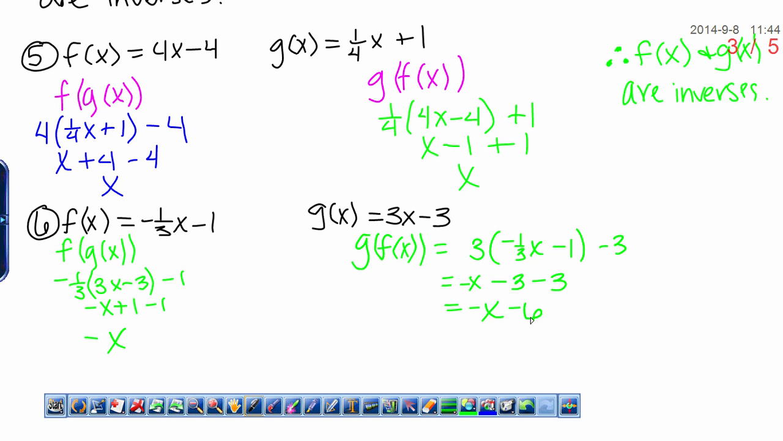All right, are these two functions inverses? No. We did not get the two compositions to simplify to just x. So f of x and g of x are not inverses. Yeah, it has to simplify to positive x.